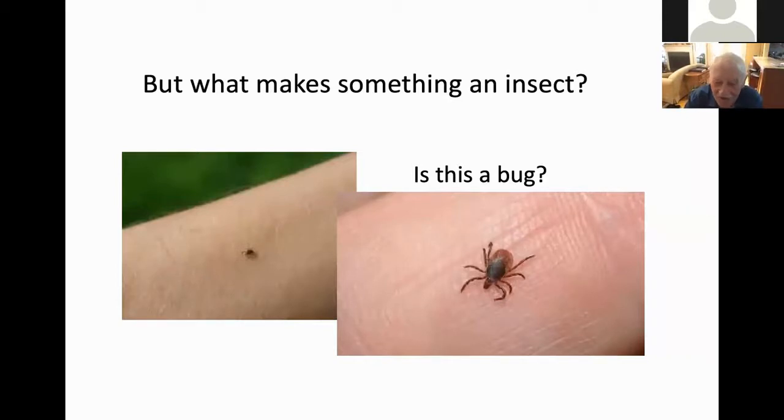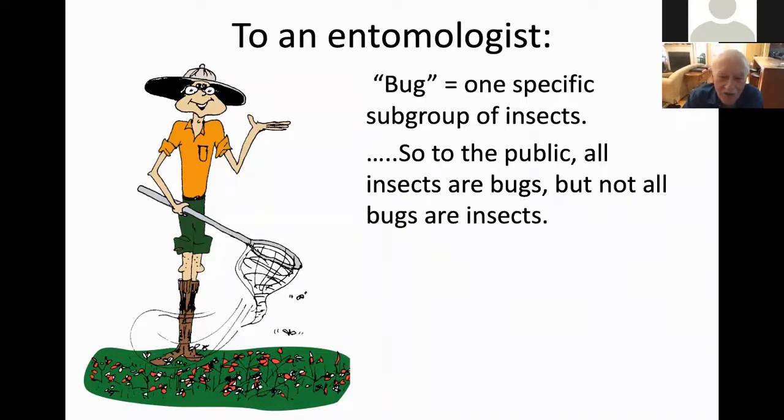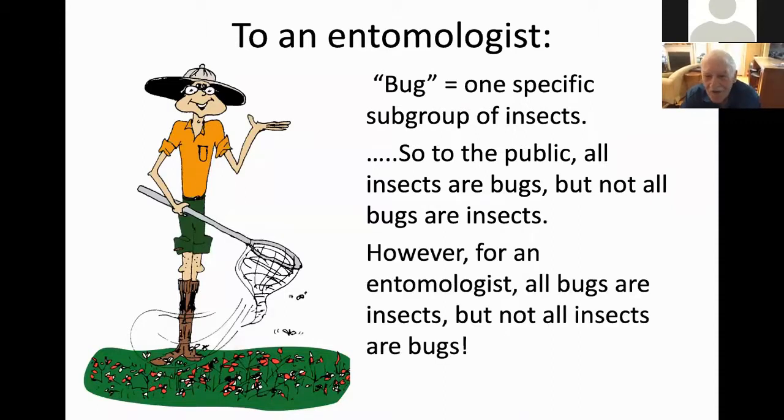only have 6 legs. So to an entomologist, bugs are actually one small group, an order of insects, the Hemiptera, if you know the insect orders. They're not a huge order, but that's the true bugs to an entomologist. But to the public, all insects are bugs, and so not all bugs are insects, though. But for an entomologist, all bugs are insects, and not all insects are bugs. Are you confused? Yeah. Okay, let's go on.